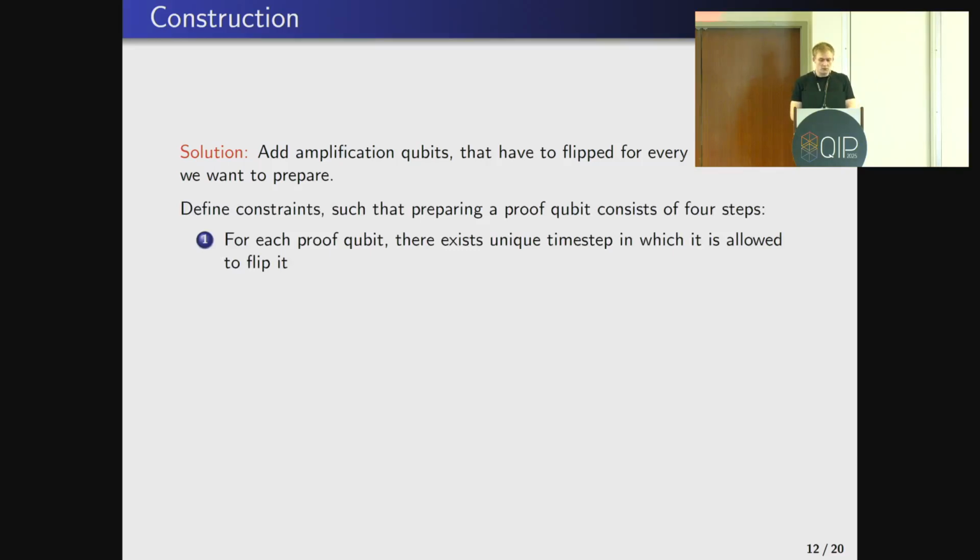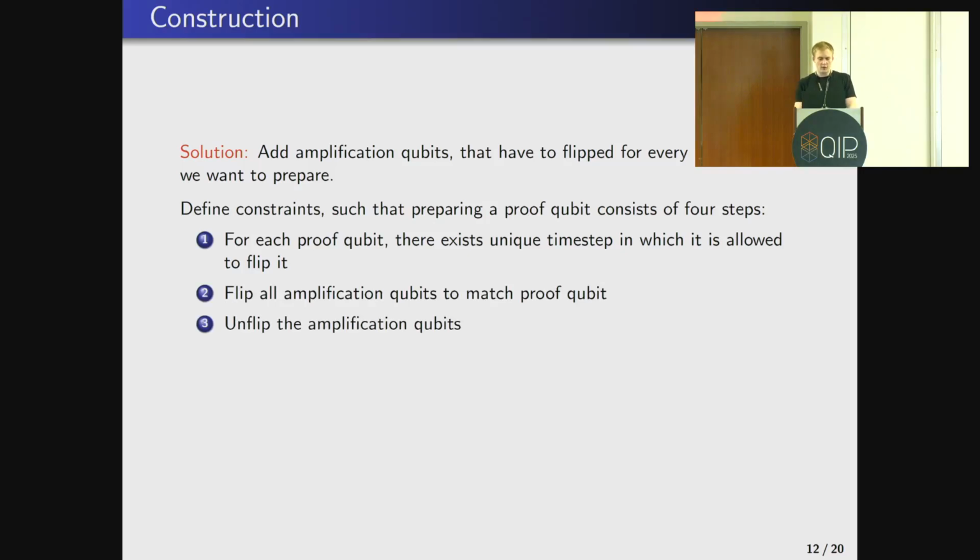For our construction, preparing one proof qubit will consist of 4 steps. So first, you will be allowed to flip the desired proof qubit, but you will only be allowed to do this at exactly 1 time step. There will be one moment where you can flip the proof qubit. Then you'll be allowed to also flip all the amplification qubits to match it. Afterwards, you can undo the flips on the amplification register. And finally, there will be a check that you have all zeros in the amplification register.